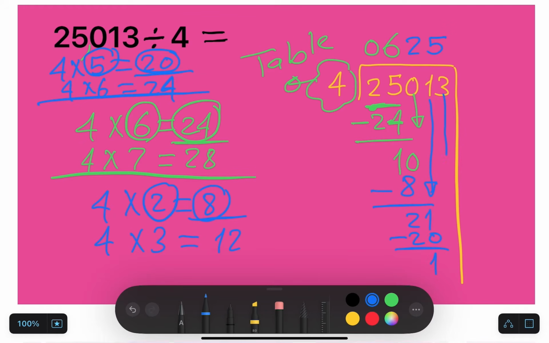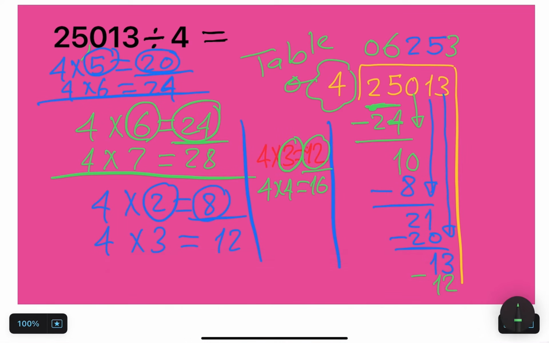Subtract. We have 1. Drop the last digit. We have 13. Check 13 is greater than 4. Then search about 13 in table 4. We have 4 times 3 is 12, and 4 times 4 is 16. 13 is between 12 and 16. Take the smallest. Write 3 up, minus 12 down.